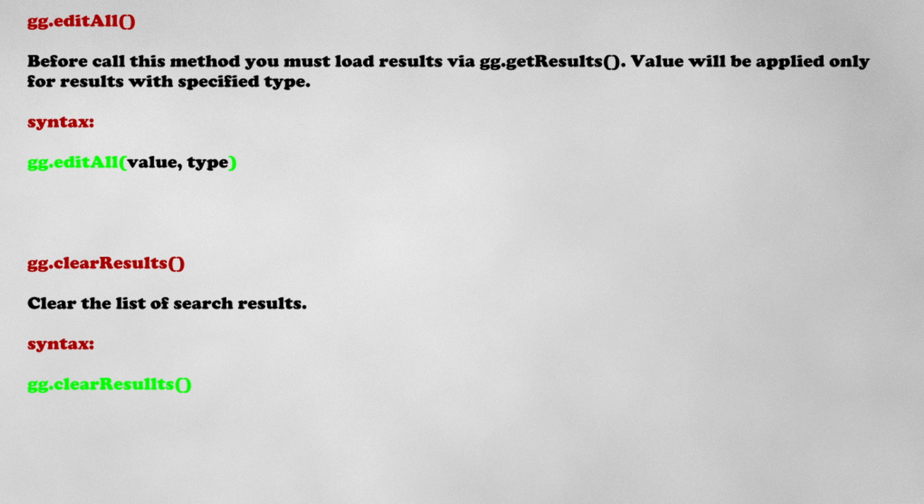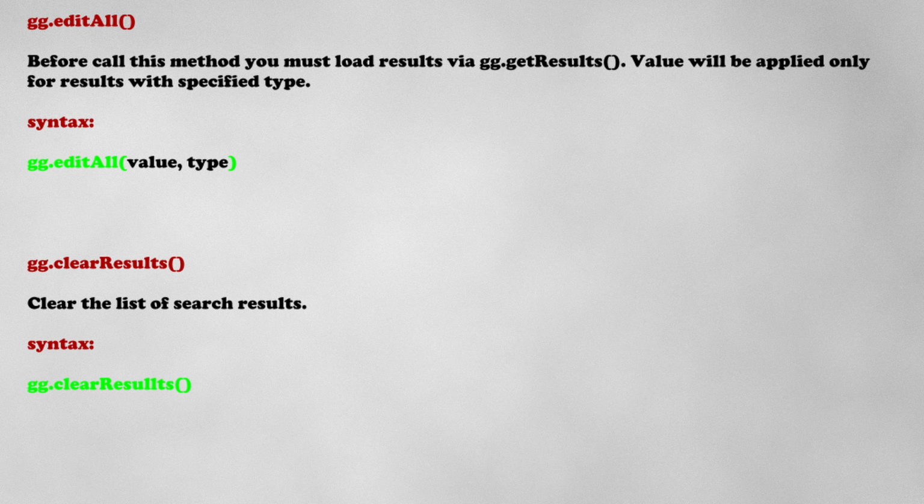Now let's see how to edit our results. For this we have the gg.editAll function. Before calling this method you must load results via gg.getResults. The value will be applied only for results with the specified type. Syntax: gg.editAll, value, type.